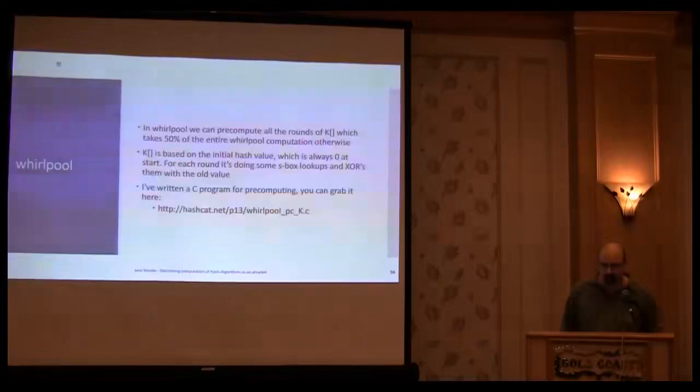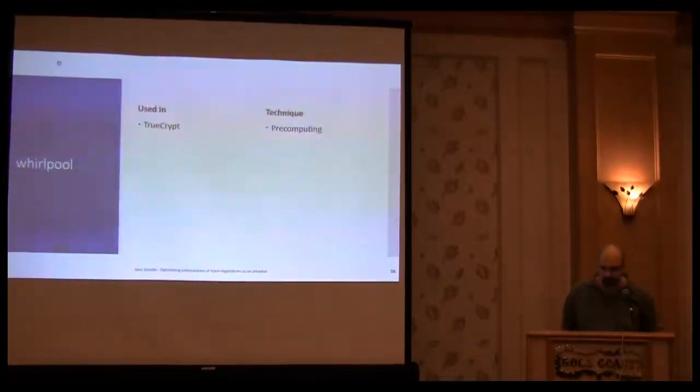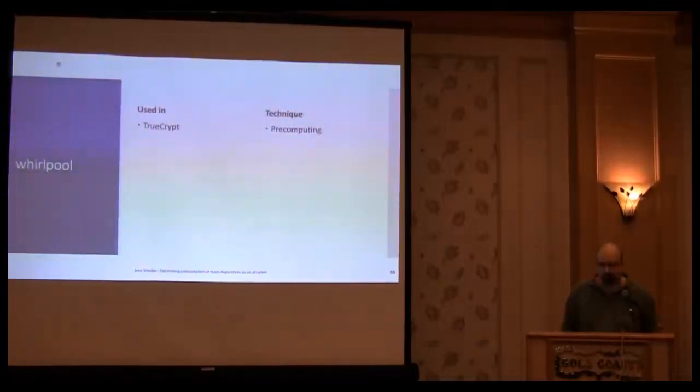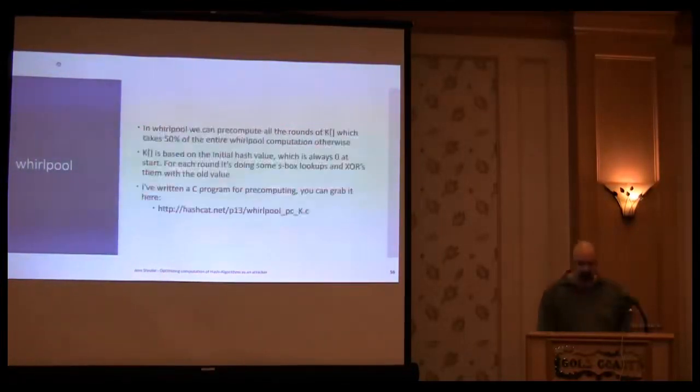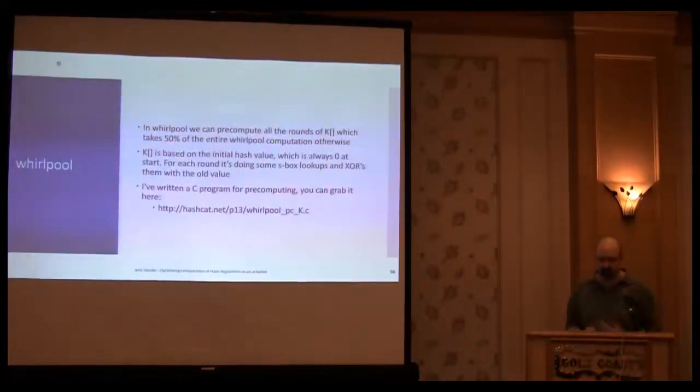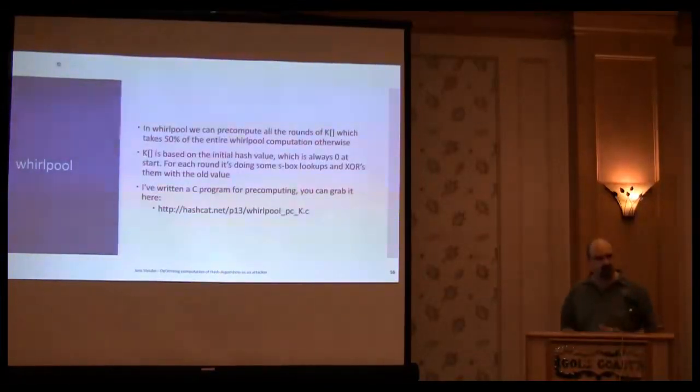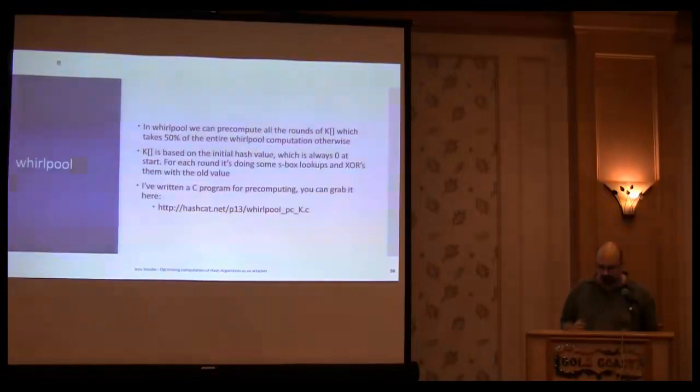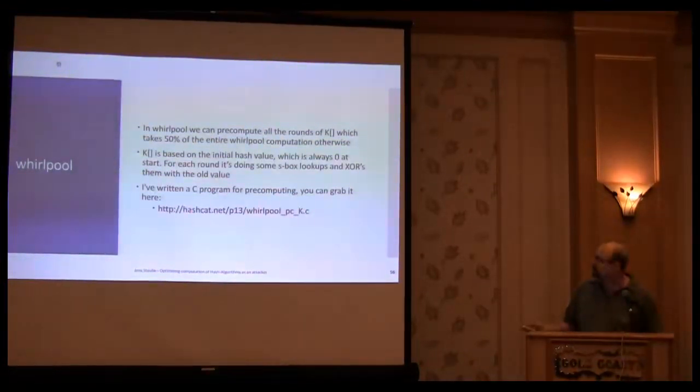Whirlpool is not so much used, or a newer algorithm, but since it is used in TrueCrypt, for me it's an important hash function. Since TrueCrypt is an important encryption tool, with Whirlpool we can pre-compute 50% of the entire calculation by pre-computing the K array. And if you want to take a look at how this works, here's a URL.